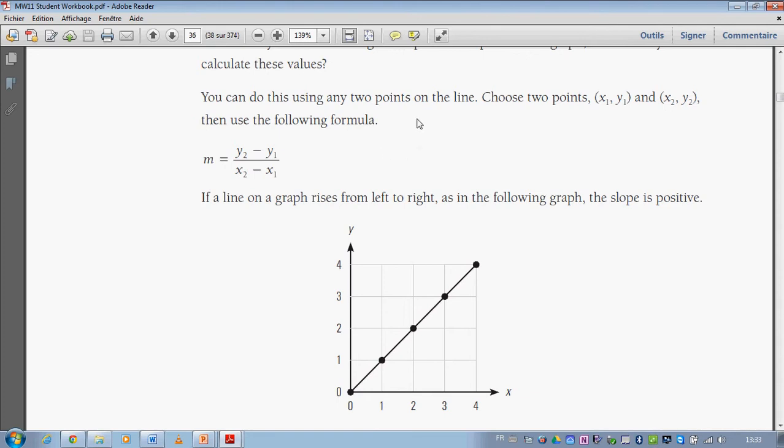So every vertical rise of 1, horizontal 1, and that's what happens here. You can see that you're going up a vertical rise of 1 for a horizontal run of 1. Rise of 1, run is 1. Okay?